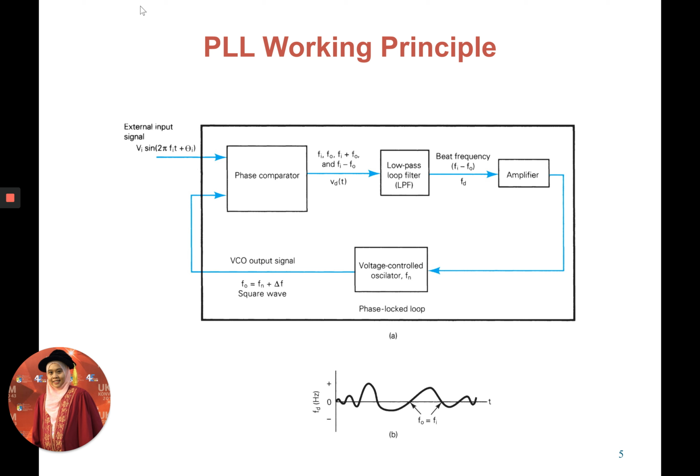and to be used in the phase comparator together with the external input signal. In the VCO, we need to find the output frequency by taking the difference frequency, which comes from the FD over here, and adding it to the FN, or natural resonant frequency of the VCO. Then the FO will be used to compare with the FI inside the phase comparator.